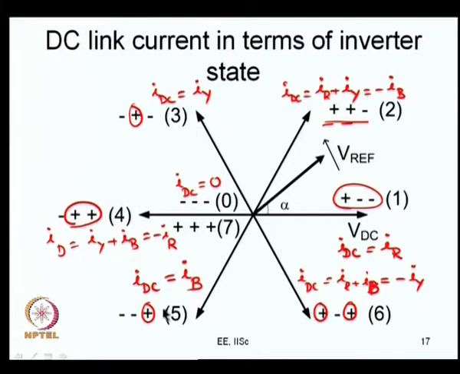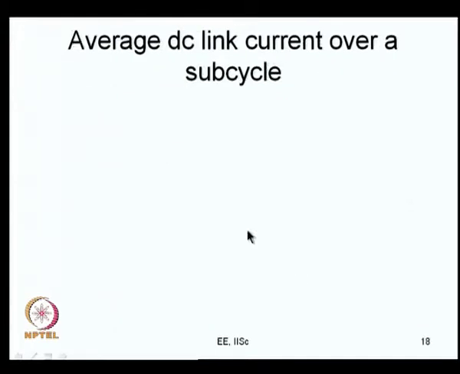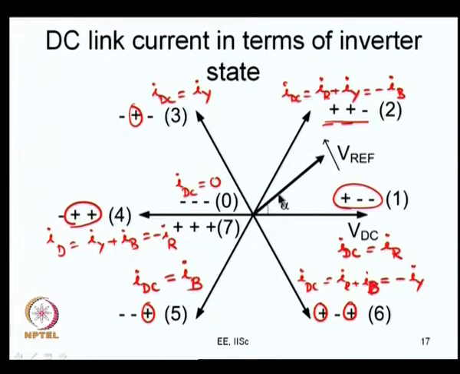So, you can also relate to this now. This is really the positive peak of R phase, this is the negative peak of R phase. This position stands for the positive peak of Y phase, this is the negative peak of Y phase. Similarly, this is the positive peak of B, this is the negative peak of B. So, you see there is also a correlation there now. So, we have now tried to relate the DC link current in terms of the inverter states.